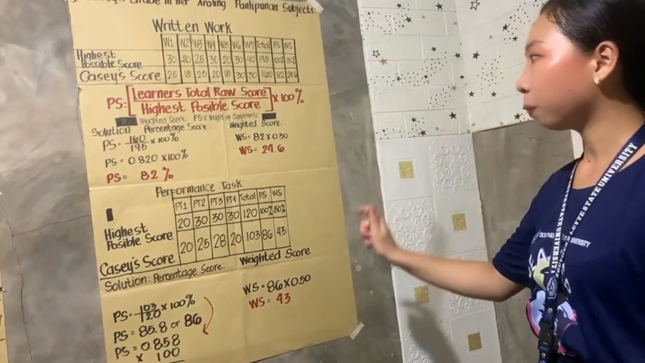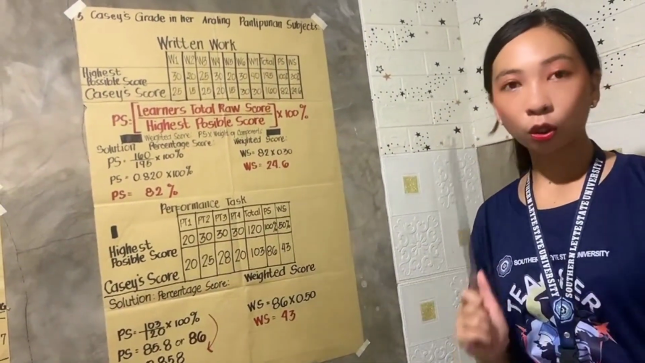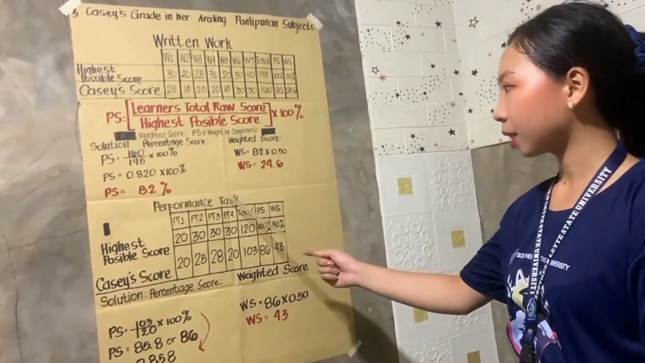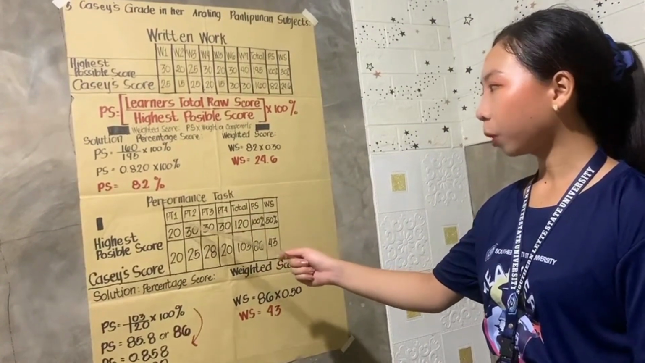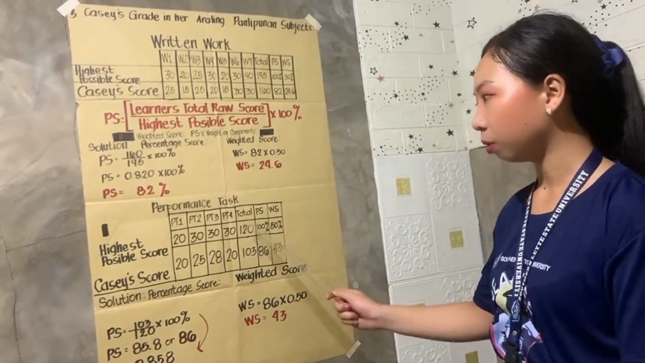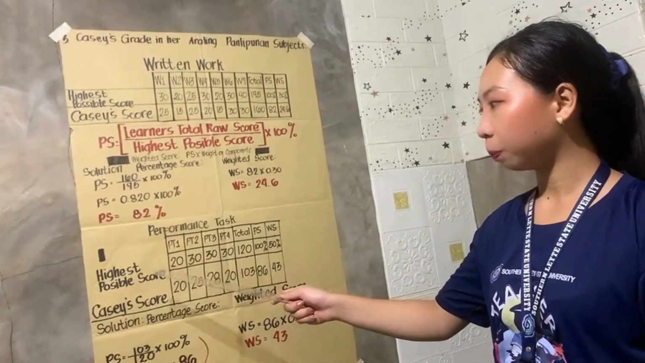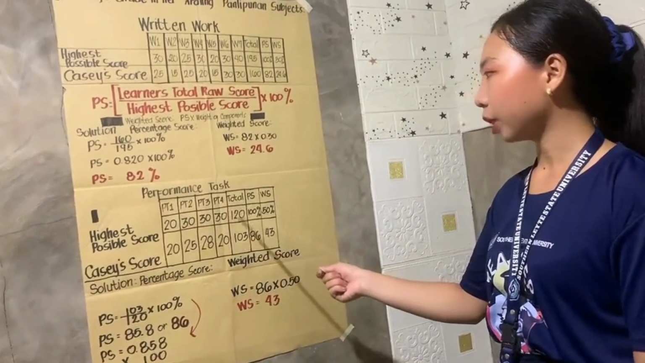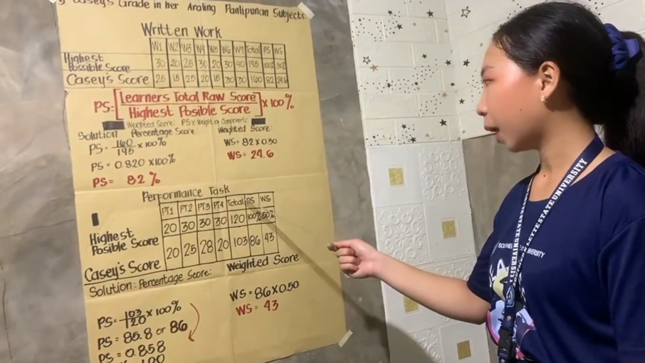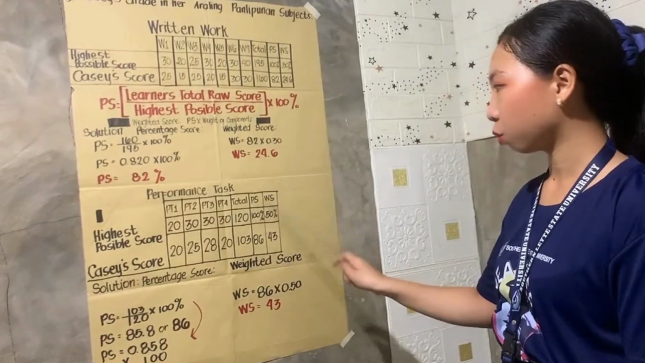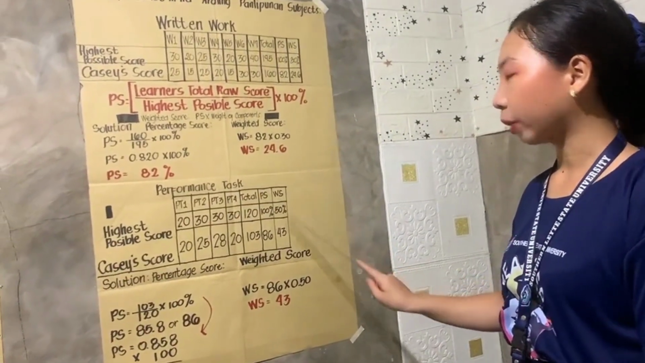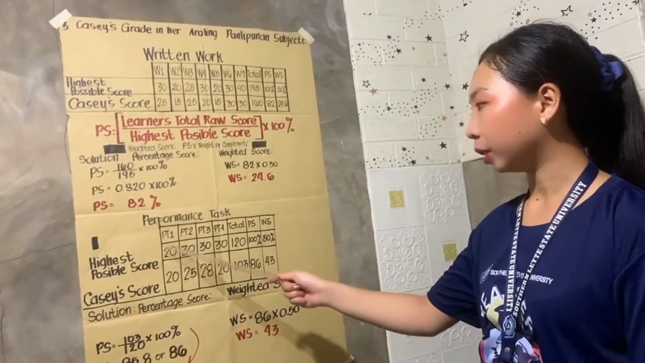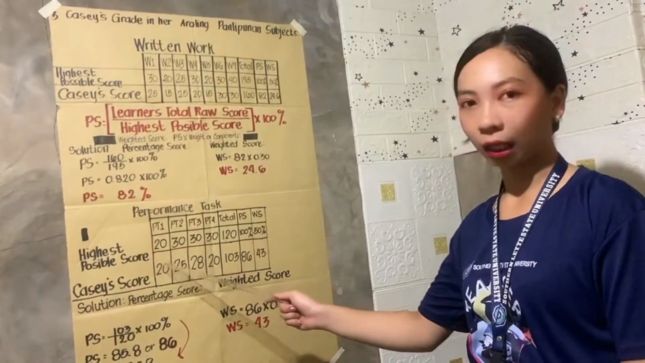And for her performance task, which contains news reporting, debate, and role play, that is 4 performance tasks in total. So the highest possible scores would be 20, 30, 30, and 30. Total points is 120, and the percentage score is 100, and the weighted score is 50%. So Cassie's score out of 20, she got the perfect score, which is 20.